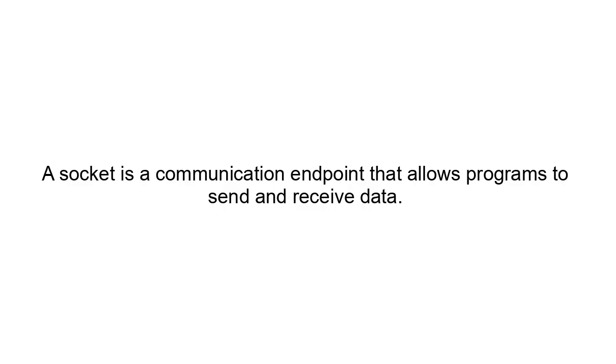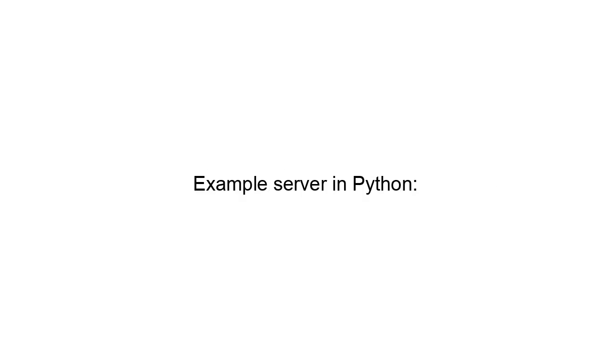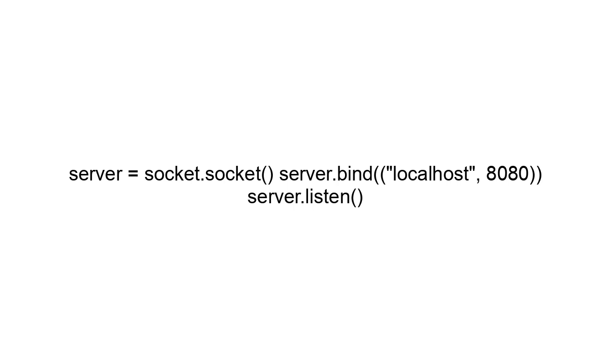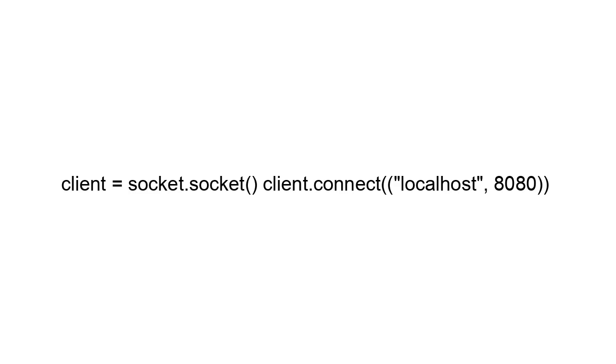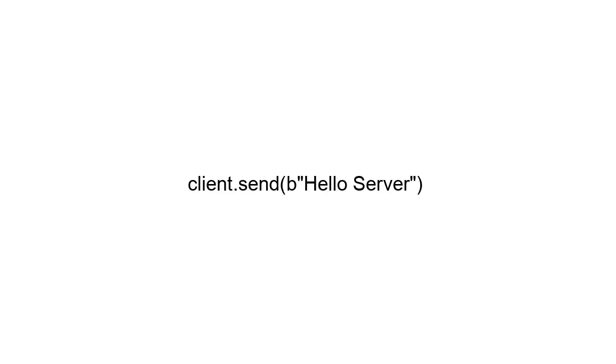Socket programming. At a lower level, networking is done using sockets. A socket is a communication endpoint that allows programs to send and receive data. Example server in Python. import socket, server = socket.socket(), server.bind(("localhost", 8080)), server.listen(), con, addr = server.accept(), data = con.recv(1024).